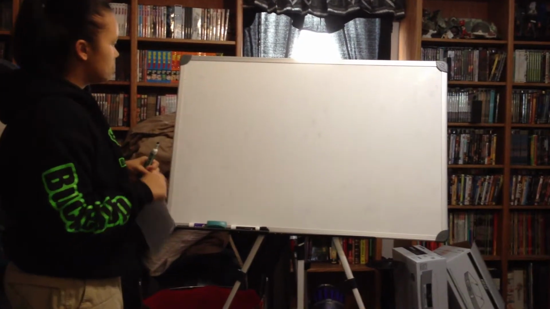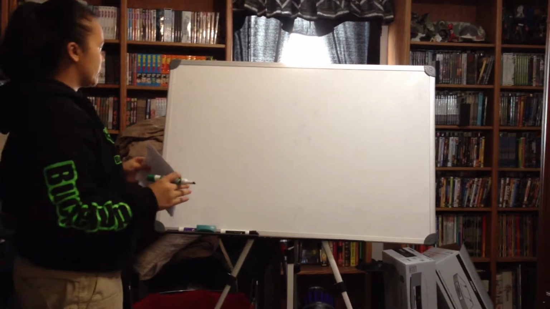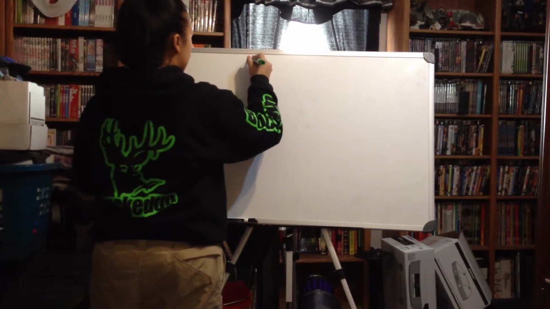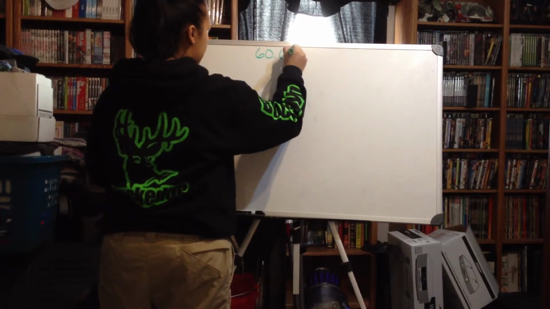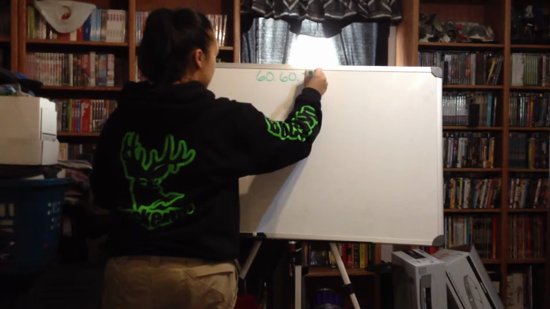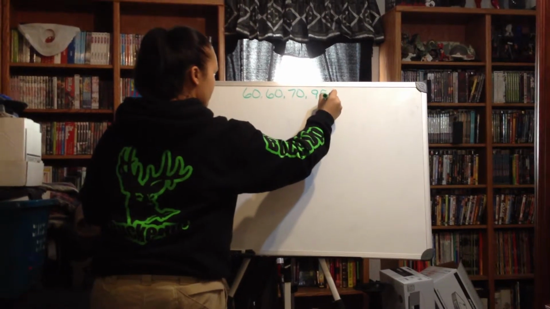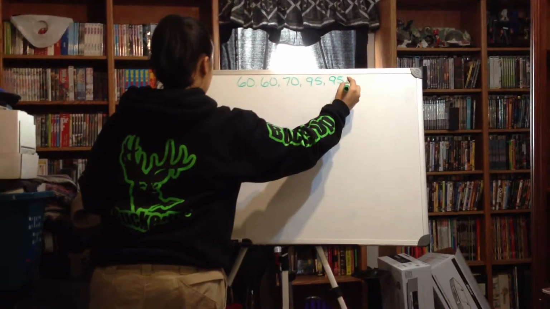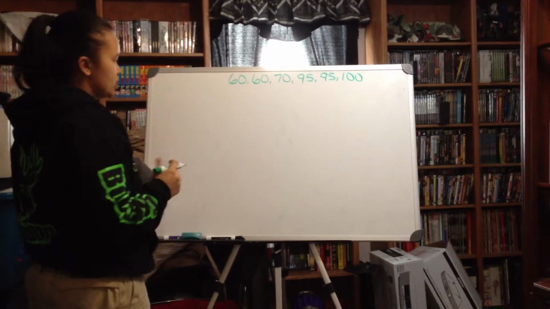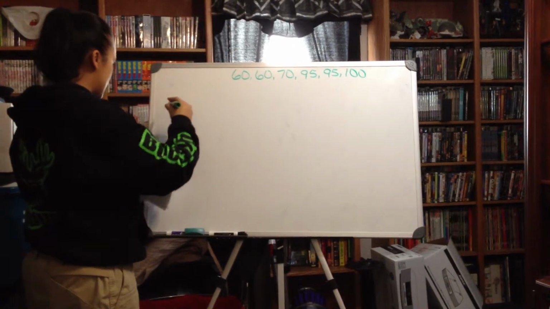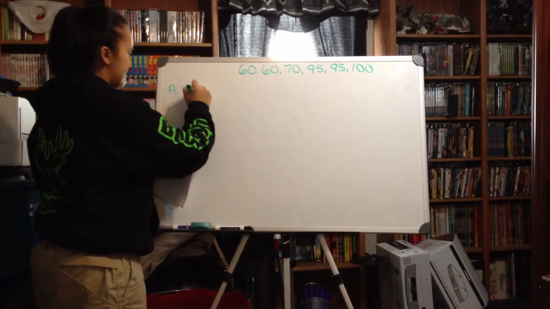So now that we've seen mean, median, and mode, let's do one where we have to figure out all three. Here's an example. We have 60, 60, 70, 95, 95, and 100. First one that we have to start with is mean. That would be A. Mean.